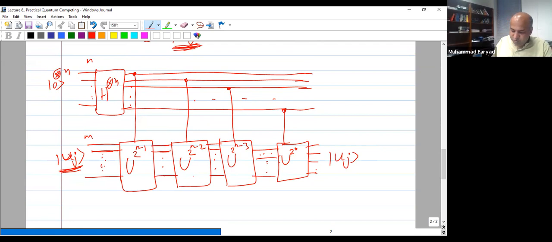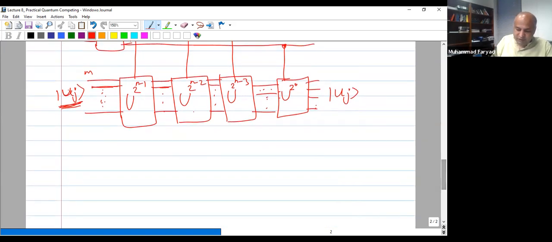And before I discuss the circuit, let me just discuss what is the result of action of a unitary operator raised to some power. So suppose that we know this thing, that when we apply this u to some eigenstate uj, we get exponential iota theta sub j and uj back.